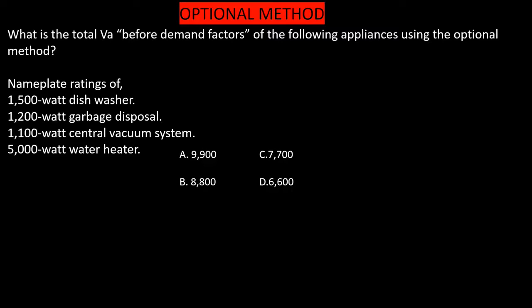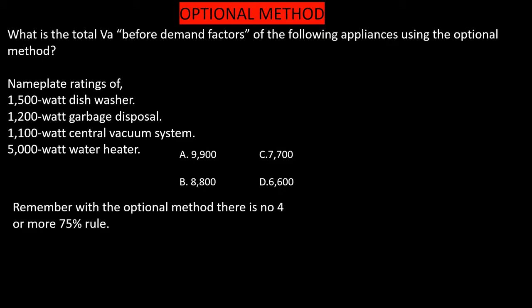All right, let's start slow. We're going to get our feet wet, and then we'll dive deep in. So let's deal with appliances. What is the total VA before demand factors for the following appliances using the optional method? The nameplate ratings of a 1,500 watt dishwasher, a 1,200 watt garbage disposal, a 1,100 watt central vacuum system, and a 5,000 watt water heater.